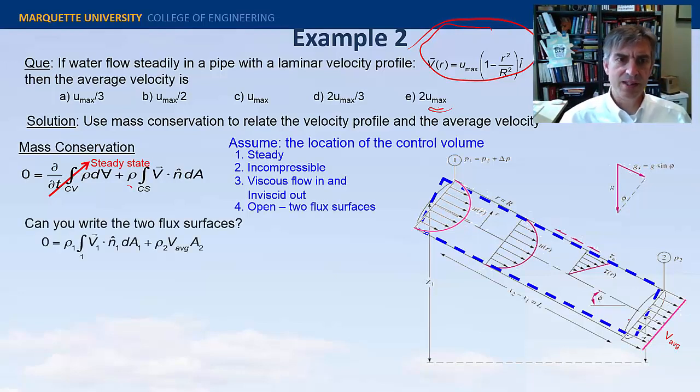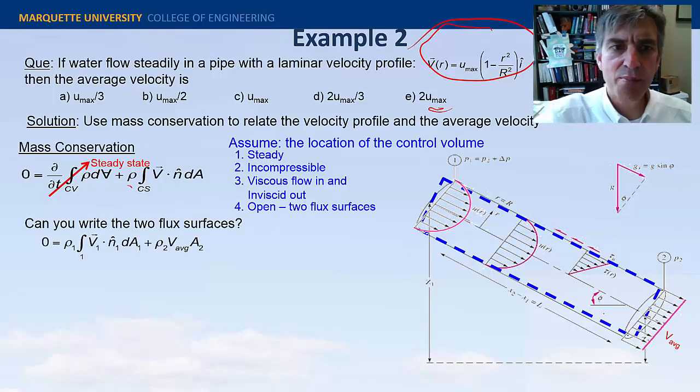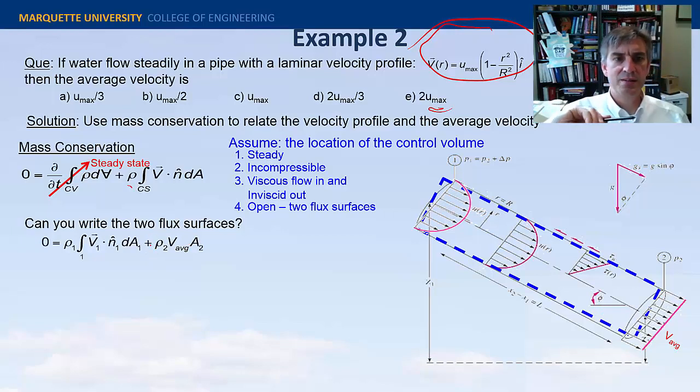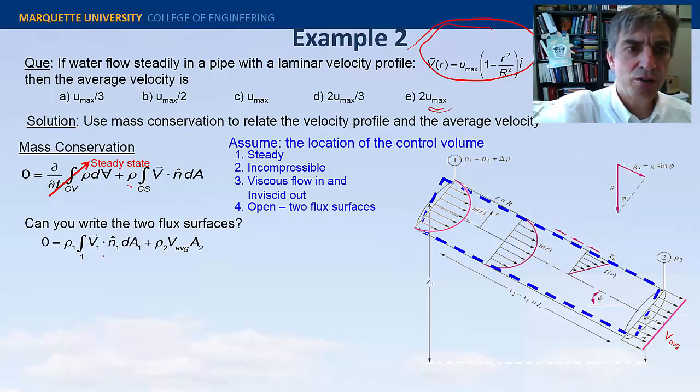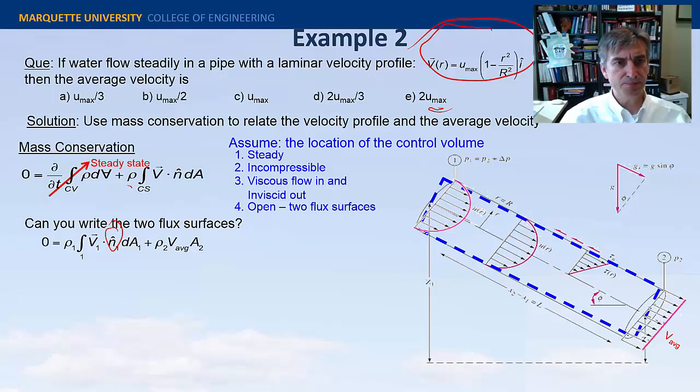I have two flux surfaces. And since the average is a flat profile, I'm not even going to write it as an integral. I'm just going to say rho VA, and that's an out, so it's a positive. And here I've got the integral form, and I'm not writing it negative as an in because the negative sign is built into that unit normal, right?